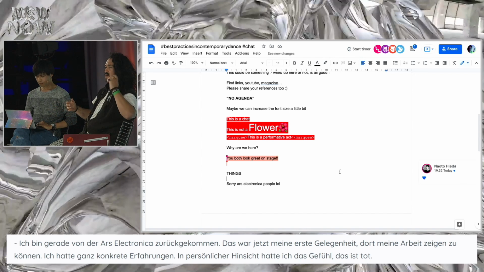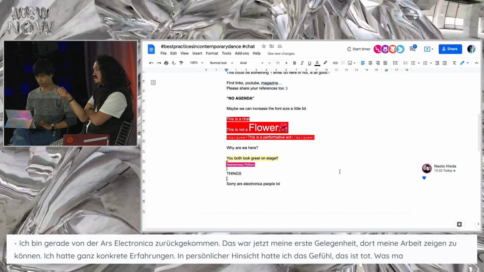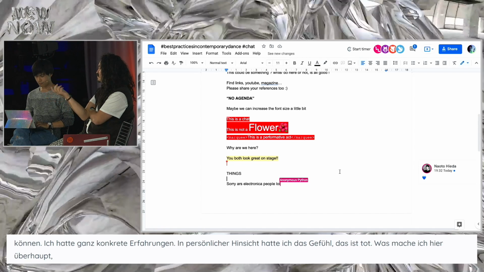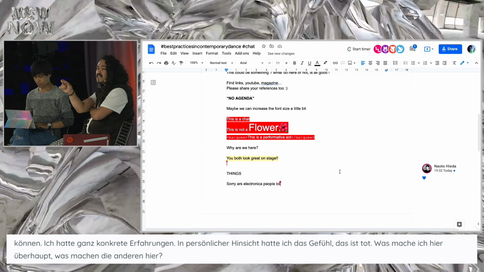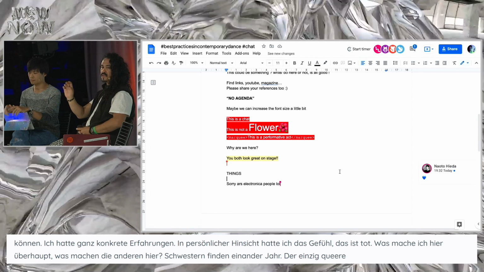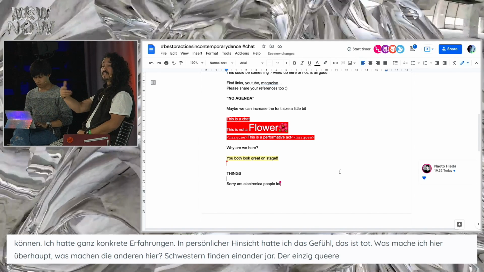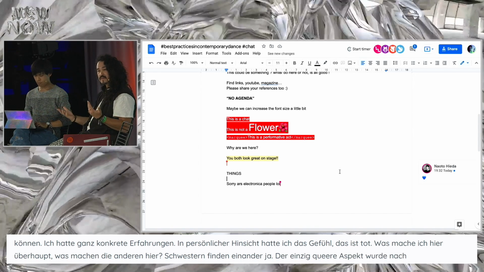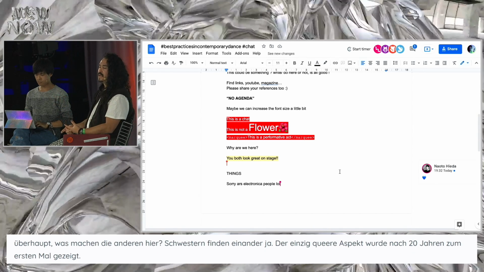What are you guys doing here? And then, of course, because sisters find each other, I found the only queer aspect of the festival, which was launched only this year, after more than 20 years of running. This year they opened Pink Network as part of Ars Electronica, and they didn't even mention it in the festival because it's not important for them. Nevertheless, I found them, and of course I really connected with them.